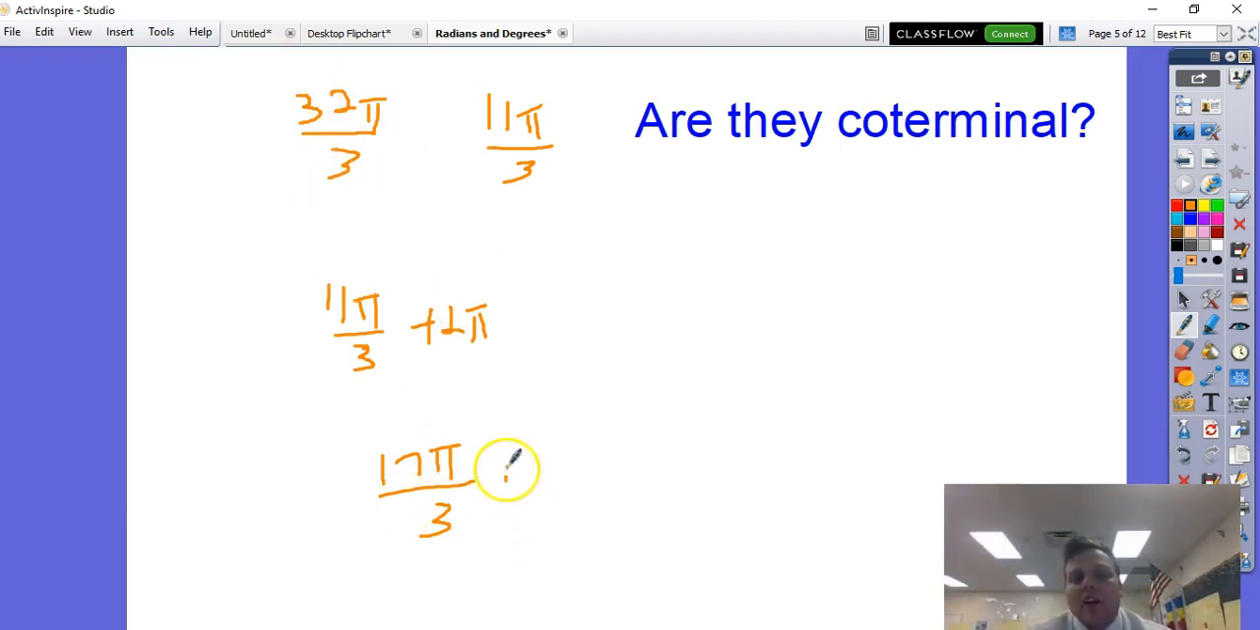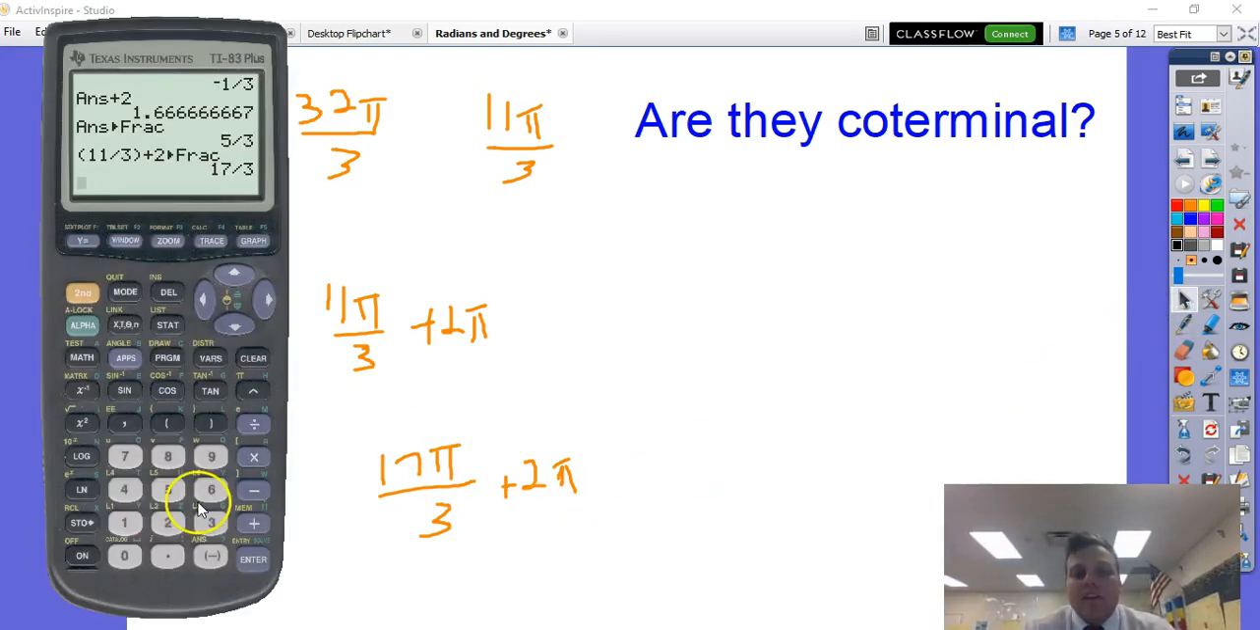So if I added another 2 pi, which still makes it coterminal, because to get coterminal angles, you either add or subtract 2 pi. All right? So I'm just going to add another 2 pi. I'm just going to do 17 over 3 plus 2. If this gives me 32 pi over 3, then I can say they are coterminal. Math, I forgot to change it back to a fraction. So that gives me 23 over 3.